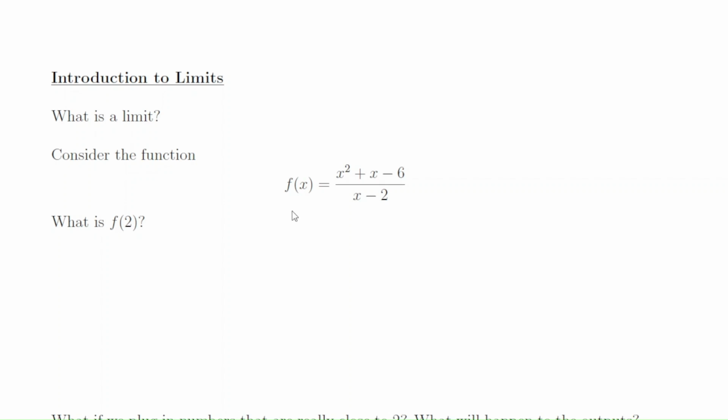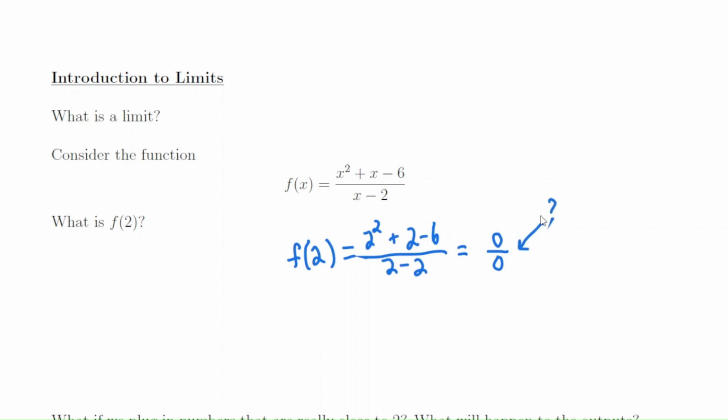Let's look at this function f of x equals x squared plus x minus 6 over x minus 2. And let's ask, what is f of 2? That's simple enough. Let's just plug in 2 everywhere we see an x. So f of 2 would be 2 squared plus 2 minus 6 over 2 minus 2. So notice in the numerator we get 4 plus 2, which is 6, minus 6, which is 0. And 2 minus 2 down here, we get 0. So our answer is 0 over 0, but what is 0 over 0?